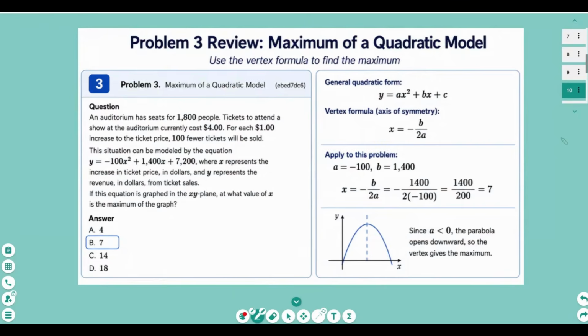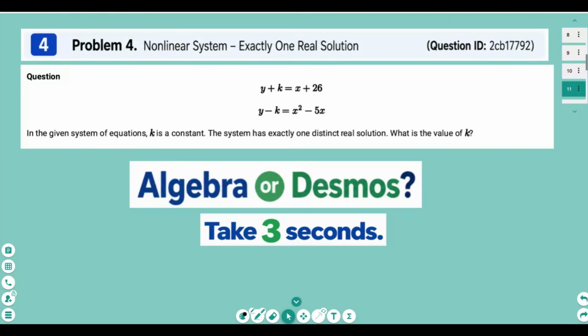While Desmos can find the vertex, typing our larger coefficients and zooming in to locate the peak is a valuable waste of test time. Applying x equals negative b over 2a directly is so much faster. Let's move on to the next problem.